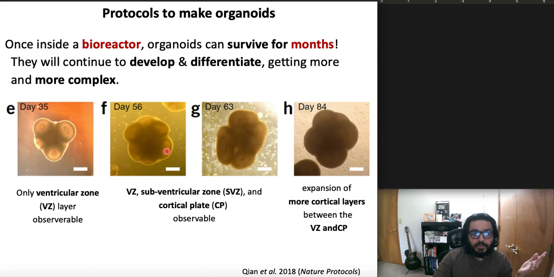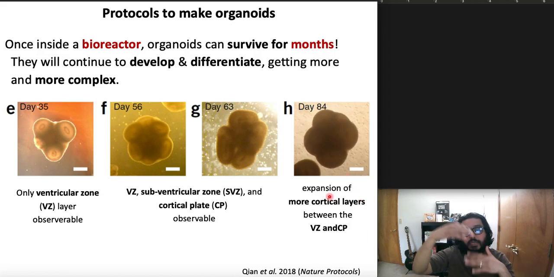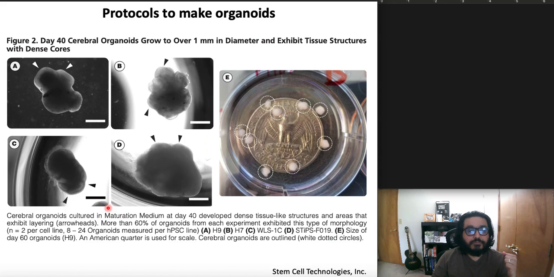It's hard to see here, but you can see more layers appearing in the cortex, and then as the organoid becomes bigger and bigger, you get more of the cortical layers. Remember, each cortex has 6 layers in it between the ventricular zone and the cortical plate, so you can start to get more and more of those cortical layers in between, not just this very early embryonic looking brain.